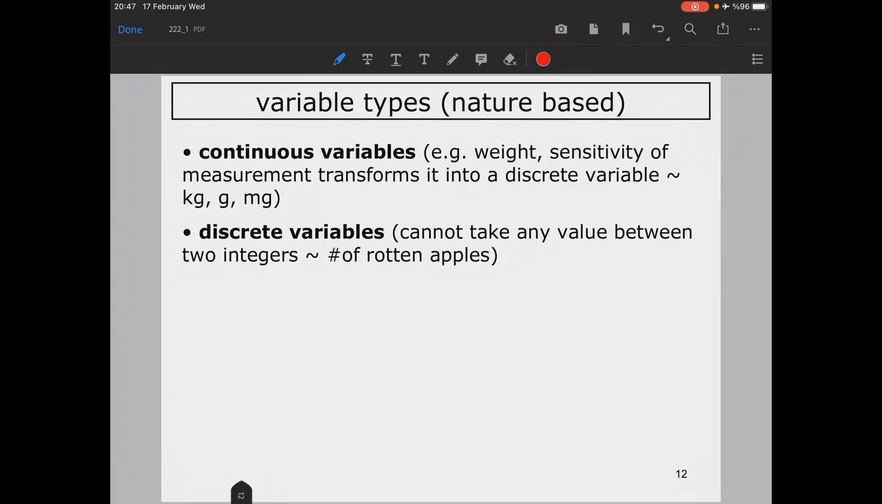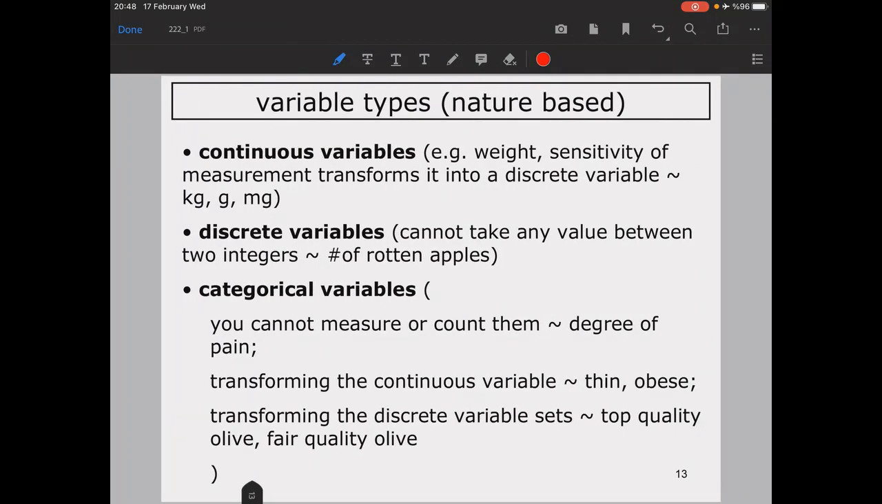And how about the discrete variables? Discrete variables strictly cannot take any value between two integers. It's not possible. For example, the number of rotten apples in a basket. Can you say that we have 100.5 rotten apples in a basket? No, it's not possible. It's either 1 or 2. Or the number of decayed teeth in your mouth. You can have 3 decayed teeth, for example, but you cannot have 2.5 decayed teeth. It's not possible, you see?